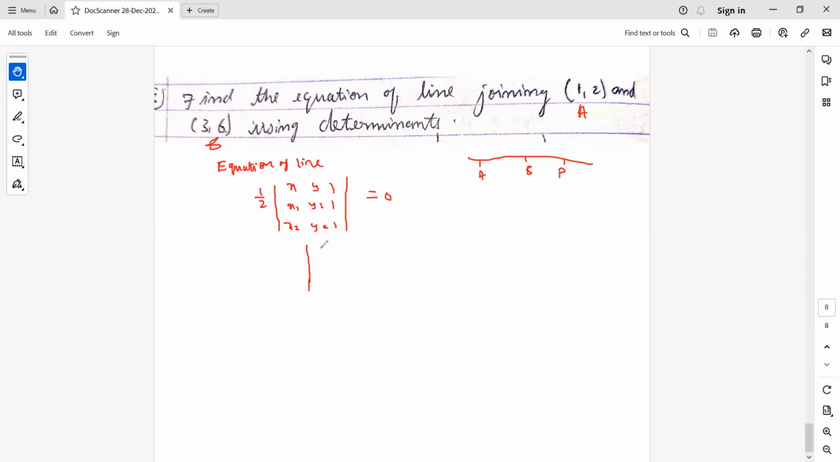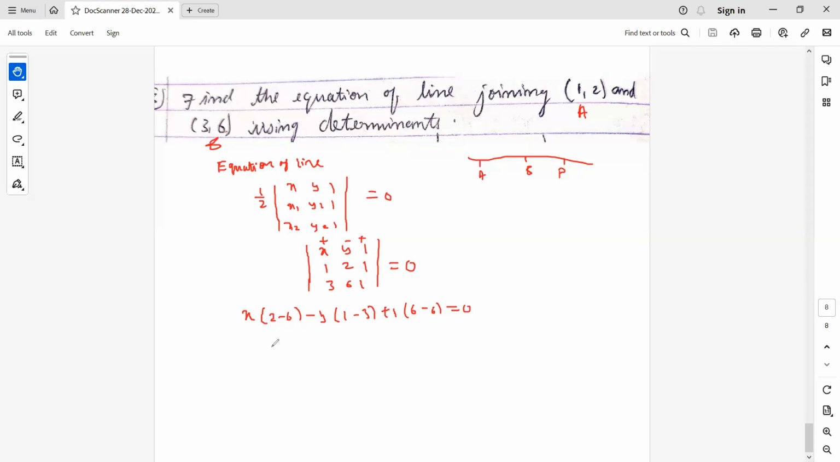So keep x, y, 1 as it is, then x1, y1 is 1 comma 2, 1, and then 3 comma 6 and 1, equal to 0. This will be plus minus plus, again expand it. x into 2 minus 6, minus y into 1 minus 3, and then plus 1 into 6 minus 6, which is equal to 0.